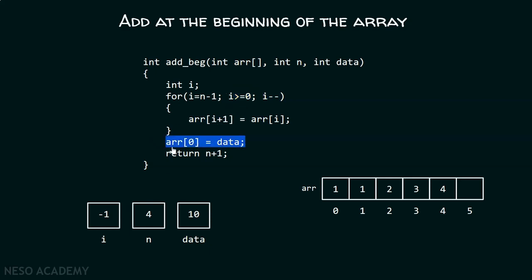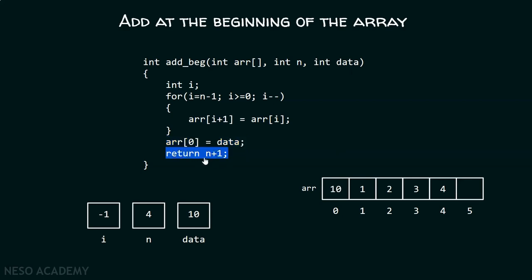This means we'll come at this line of code, that is ARR0 is equal to data. That means in the first location of this array, we will put our data. We know that data contain this value that is 10. So we'll replace this by 10. This means that our data has been added successfully.